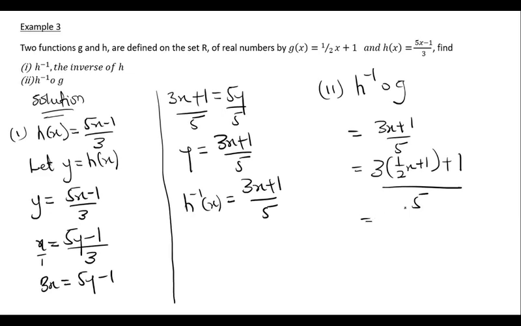So all we need to do is to simplify what we have here, and then we have our answer for the composite of h inverse of g. So let's go ahead and do that. So from here we have, this is x over 2, so we multiply through by 3, so we have 3 over 2 x plus 3, then plus 1, all divided by 5.